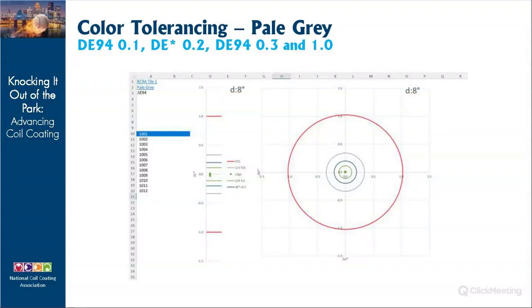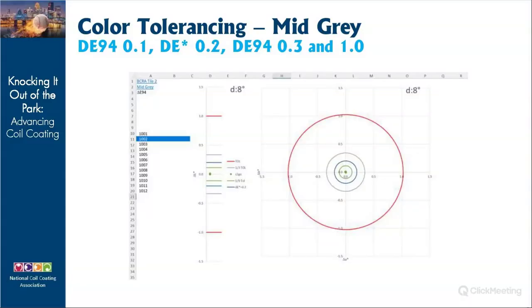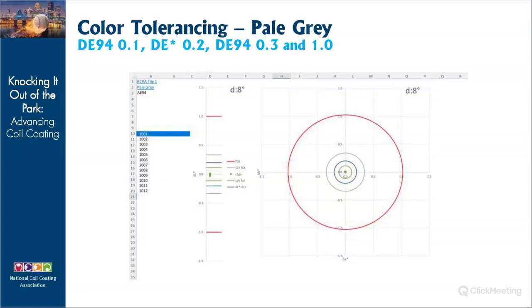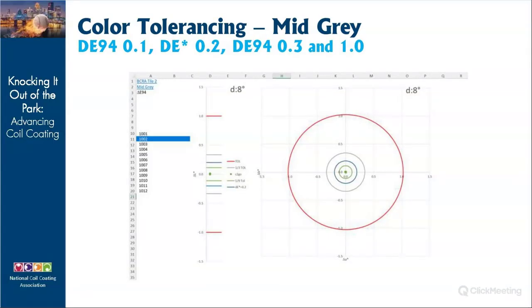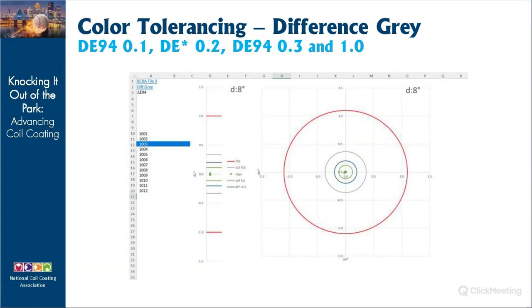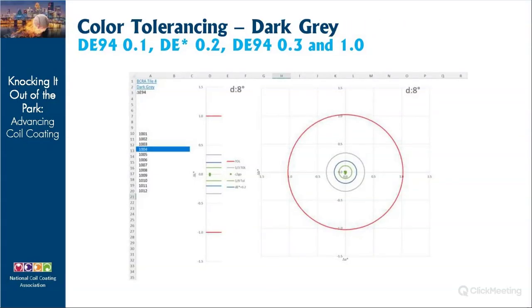So this is a pale gray. We'd expect to see spheres here because it's a neutral color. If we jump to a mid-gray, almost the exact same picture, a little bit different. If you pay attention to some of the axis here, when we go to a different gray, now going a little bit further out beyond the 1 unit here. But again, neutral color, so it's closely impacted. Now we jump to a dark gray, again, back to kind of a 1 unit axis.